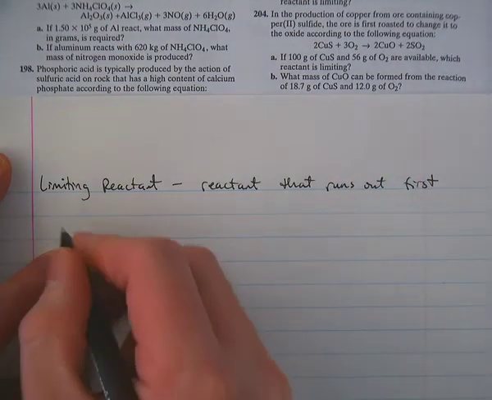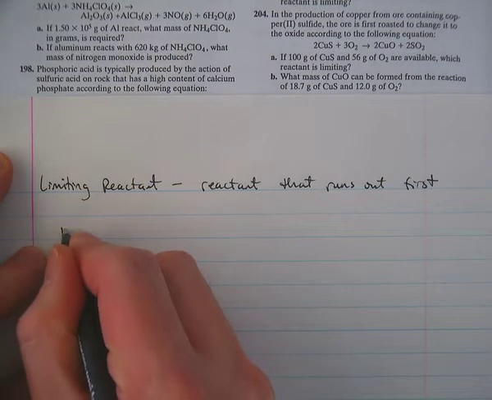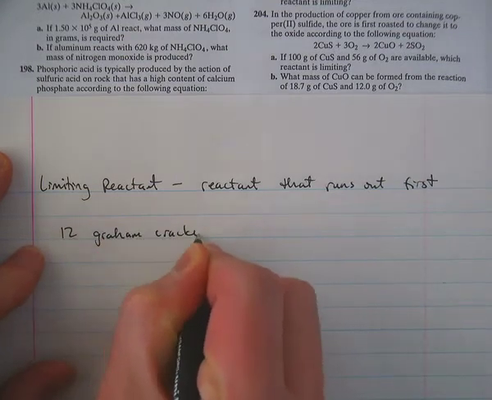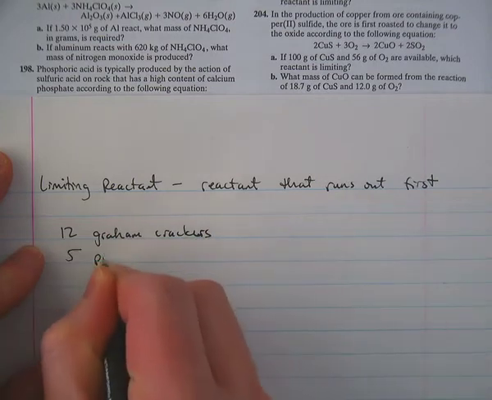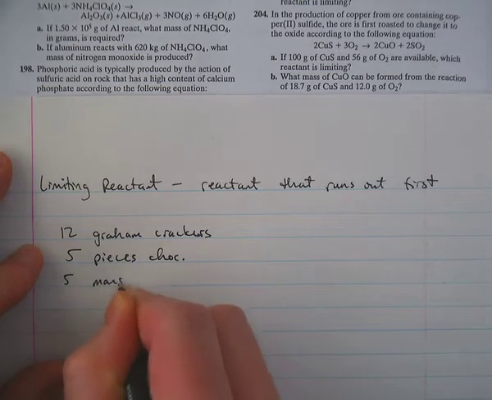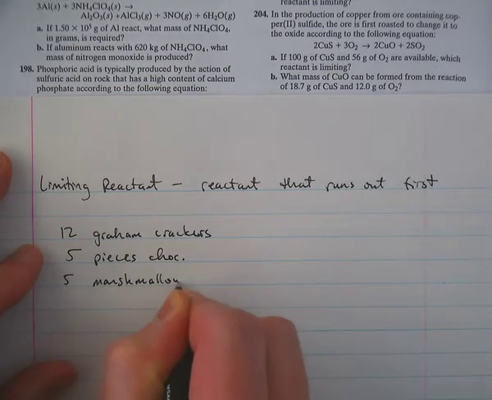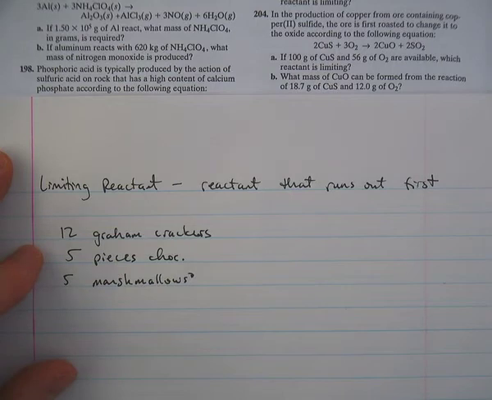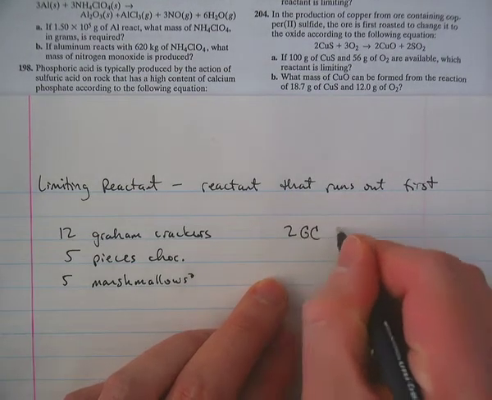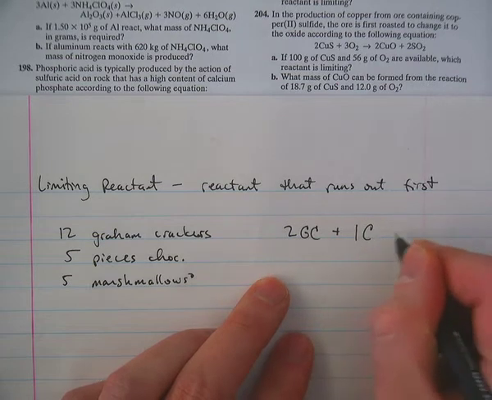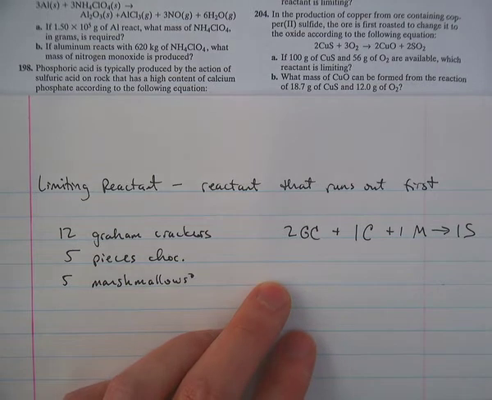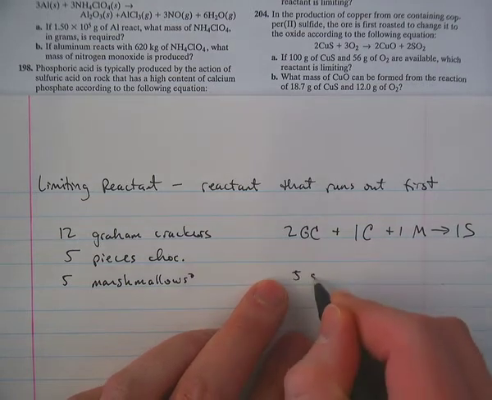The best analogy I can give is if you have, say, 12 graham crackers, and I'll say 5 pieces of chocolate, and 5 marshmallows. How many different s'mores can you make? Let's say the recipe for a s'more is 2 graham crackers plus 1 piece of chocolate plus 1 marshmallow yields 1 s'more. Well, in this case, I can only make 5 s'mores.